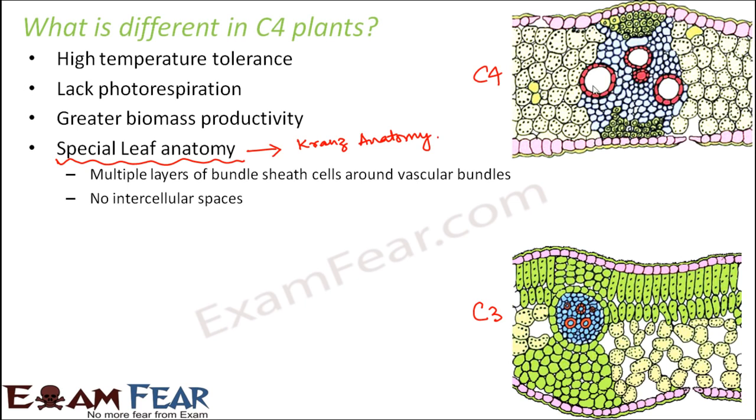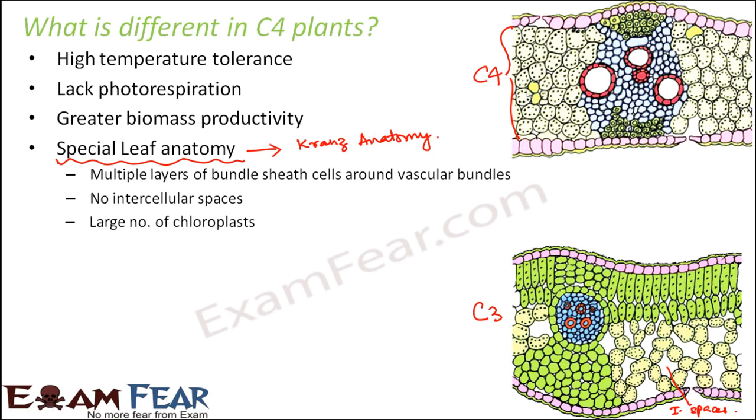No intercellular spaces. Here the entire mesophyll layer consists of only palisade parenchyma, compactly arranged cells. But in C3 plants, there is so much intercellular space, and the mesophyll layer is distinguished into two types of parenchyma. One is palisade parenchyma, compactly arranged, at the top, and the other is spongy parenchyma with a lot of intercellular spaces. So C4 plants are more compactly arranged.